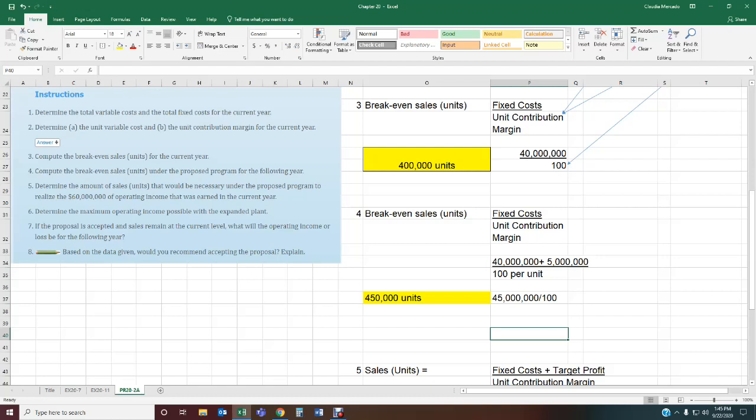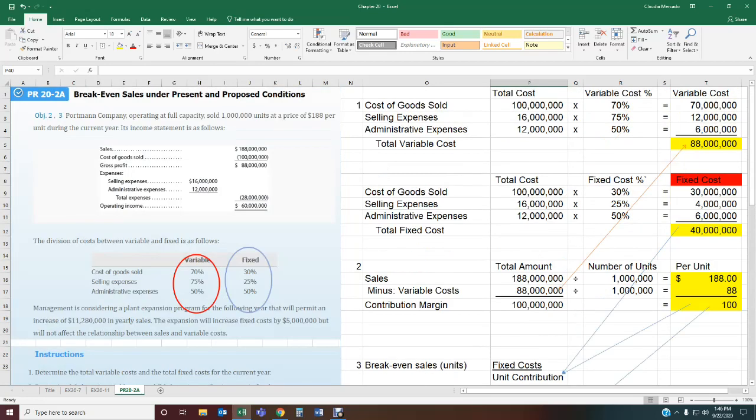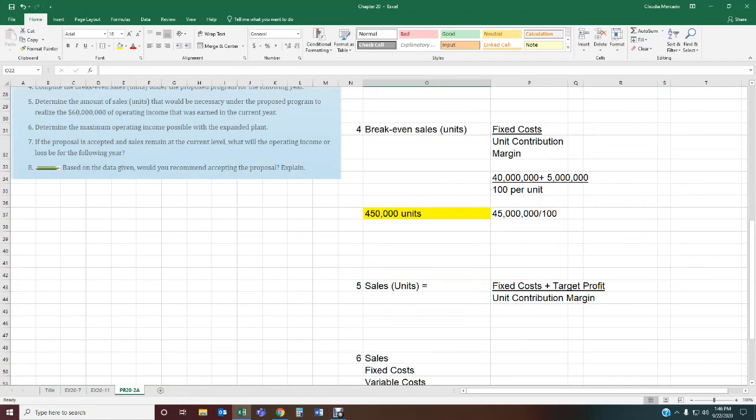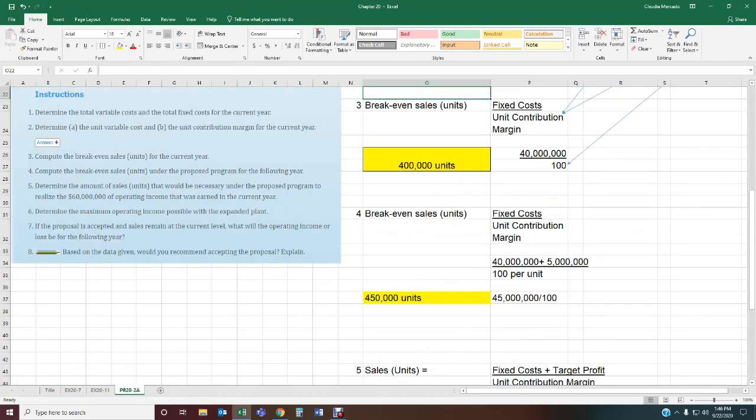Assuming that your, what did it say in the instructions? Let me see. Where did I read it? The only thing that changed was the expansion increased by 5 million. And sales is going to increase by 11,280,000. So that is requirement 4. Requirement 5. Determine the amount of sales in units that will be necessary under the proposed program to realize a $60 million of operating income that was earned in the current year.